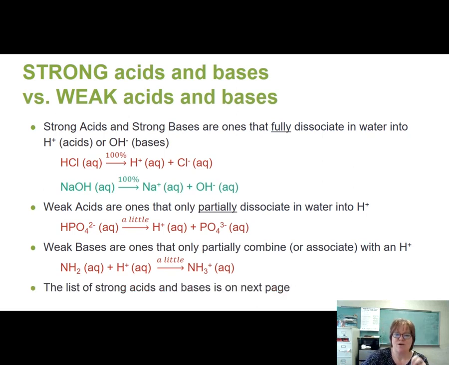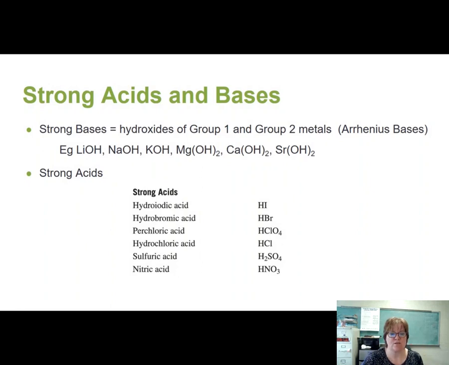So how do you know? There's a list of strong acids and a list of strong bases. And if it's an acid or a base and it's not on the strong list, then it's a weak one. So for strong bases, it's hydroxides of group 1 and group 2 metals. So these are the ones you got: lithium hydroxide, sodium hydroxide, potassium hydroxide. We see those a lot in the lab. And then there's a couple more: magnesium hydroxide, calcium hydroxide, and strontium hydroxide.